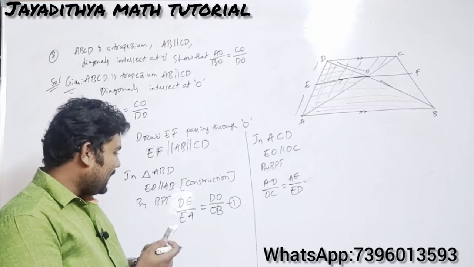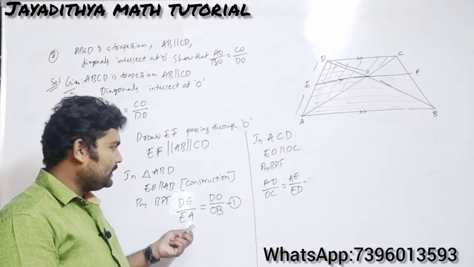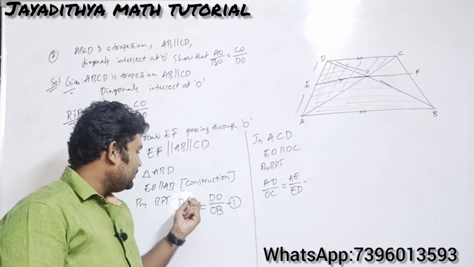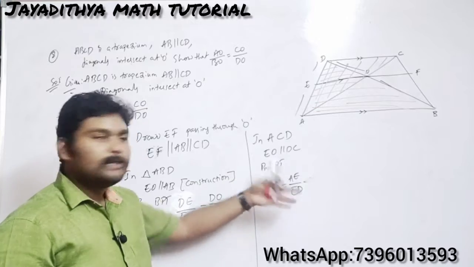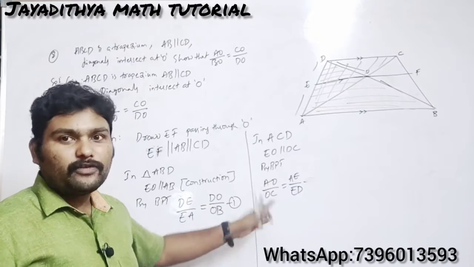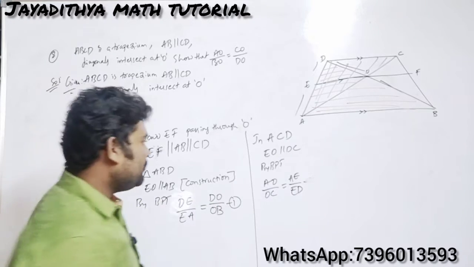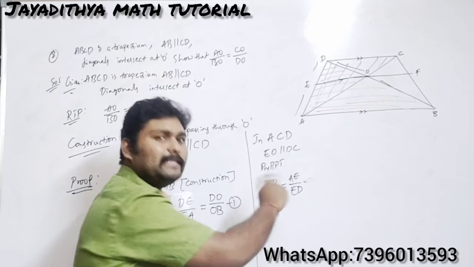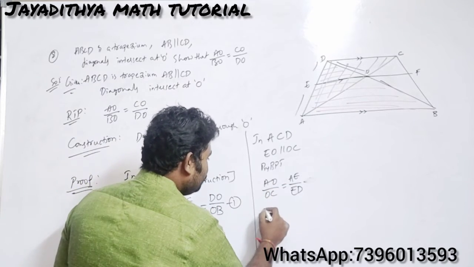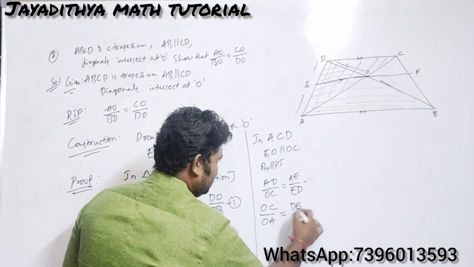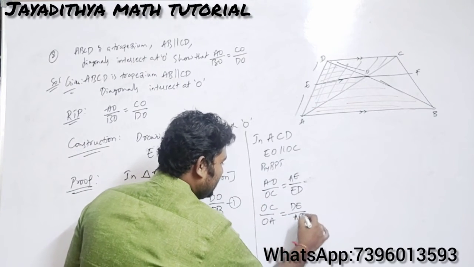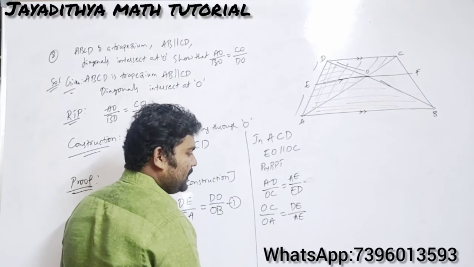See here, we have DE by EA. We got the reverse, right? Here DE is in the numerator, and here DE is in the denominator. So in order to equate them, let us take the reciprocals of both. We call that operation invertendo. So this becomes OC by OA is equal to DE by AE.